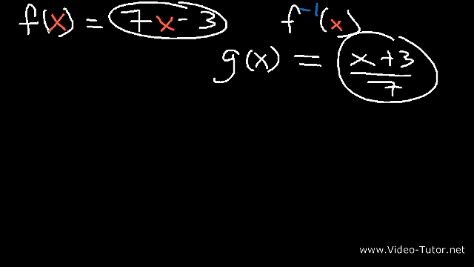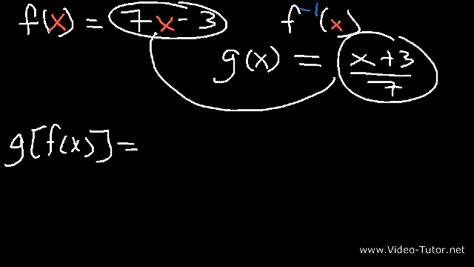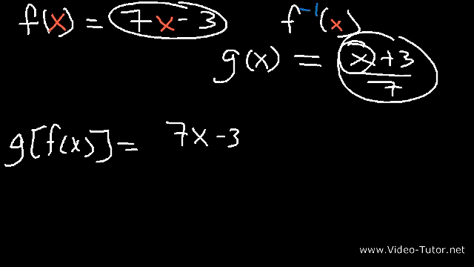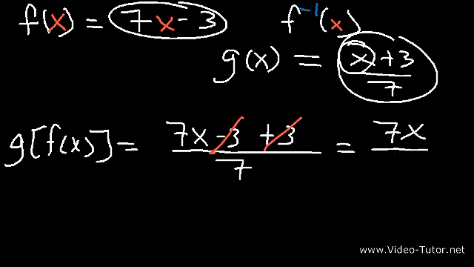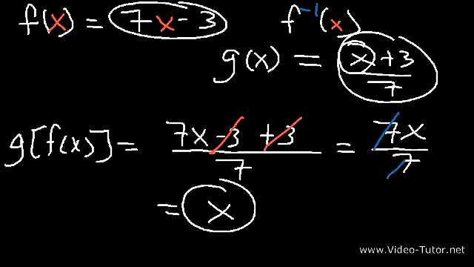But you need to prove the other equation as well. You got to show that g of f of x is also equal to x. So this time we're going to take f and insert it into g. So let's replace this x with 7x minus 3. So negative 3 plus 3 is 0. So that leaves us with 7x divided by x. 7 divided by 7 is 1. 1 times x is just x. So now you know how to prove two functions if they're inverses of each other.